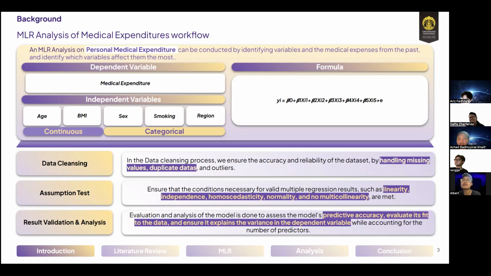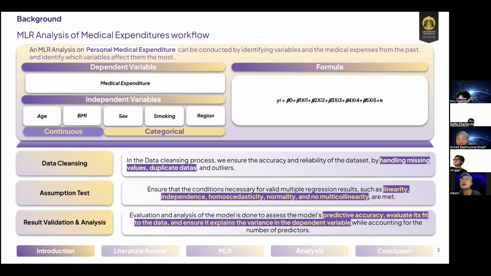In the data cleansing process, we ensure the accuracy and reliability of the data set by handling missing values, duplicate data, and outliers. Next is the assumption test. We ensure that the conditions necessary for valid multiple regression results, such as linearity, independence, homoscedasticity, normality, and no multicollinearity, are met. And last, we conduct result validation and analysis.